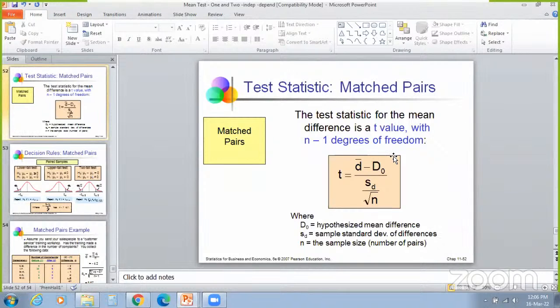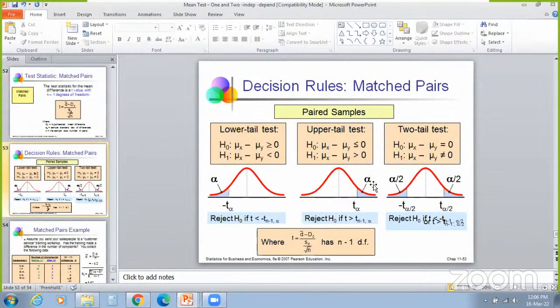If this calculated value, by solving this formula, is greater than the table value of t, you have to reject your null hypothesis of no difference. Otherwise, do not reject. So the hypothesis testing is as usual. If the calculated value is greater than the table value, reject your null hypothesis. Otherwise, do not reject your null hypothesis.